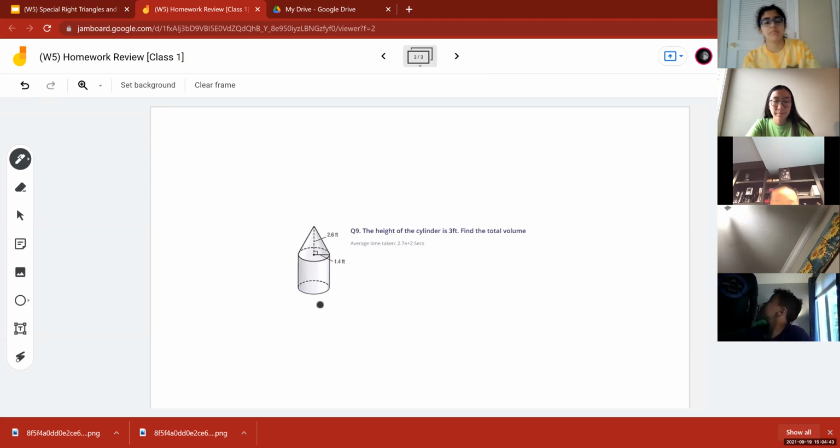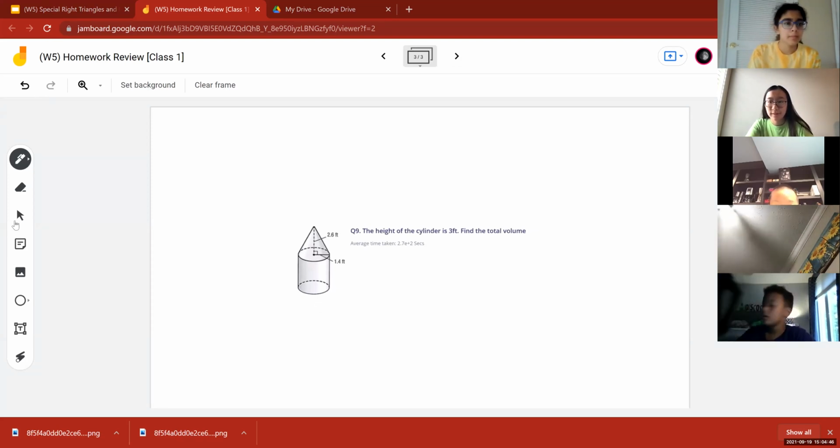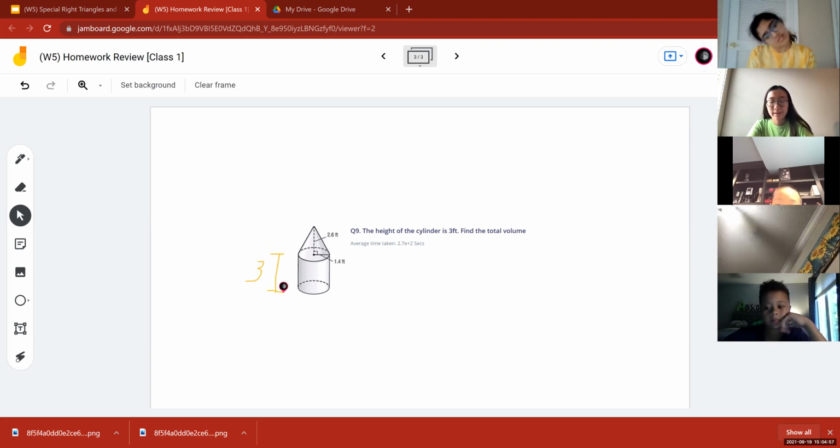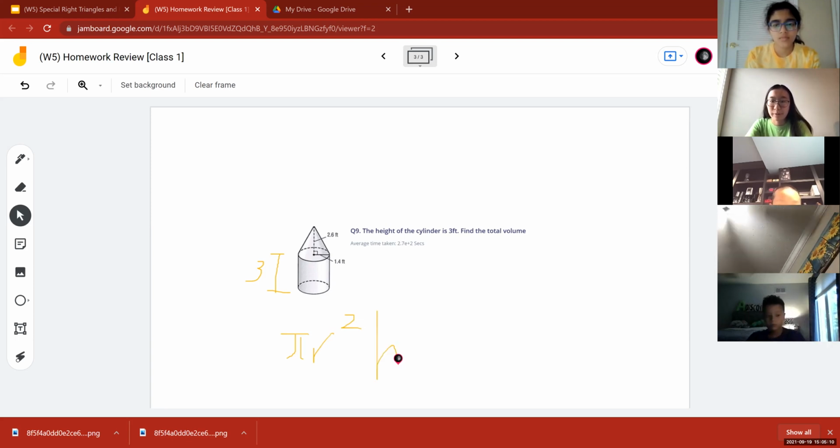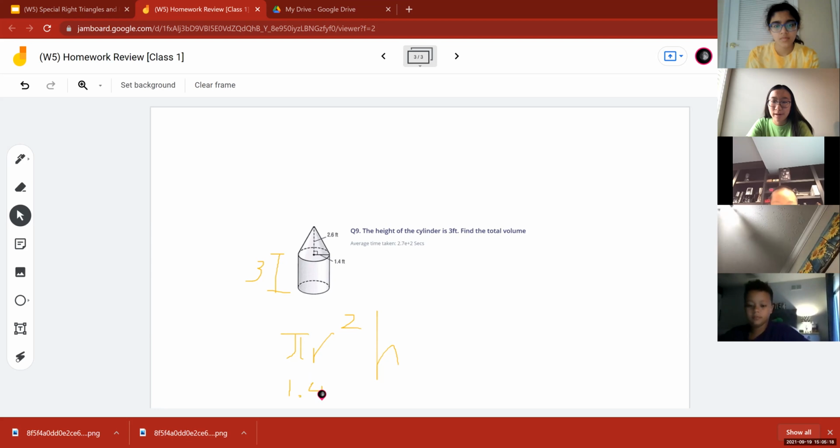All right, and the last problem we're going to cover, the height of the cylinder is 3 feet. So we can go ahead and draw that in right here. And then you should find the total volume. Basically here we should find the volume of the cylinder and then add on the volume of the cone. So what's the equation for the volume of the cylinder? That is pi r squared h. The radius of the cylinder is 1.4, so that's 1.4 squared times pi, which is 3.14 in this problem, times height.